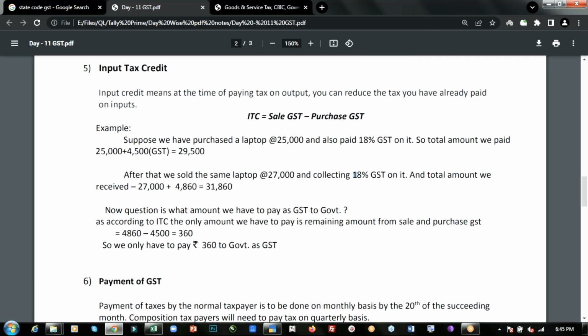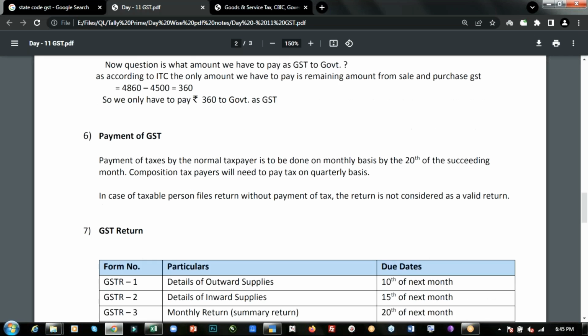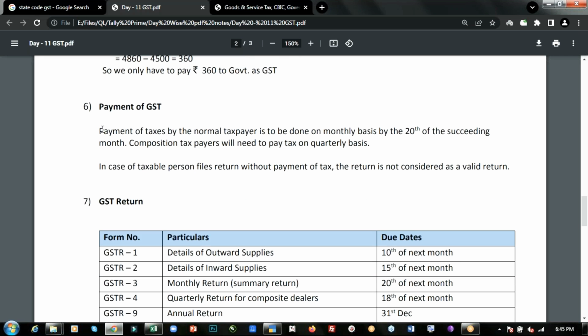All right, now let's see the next. Next is payment of GST. Payment of taxes by the normal taxpayer is to be done on a monthly basis by the 20th of the succeeding month. Composition taxpayers will need to pay tax on a quarterly basis.